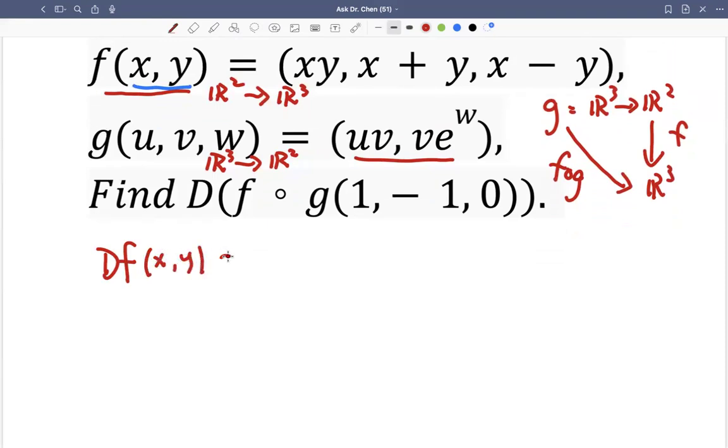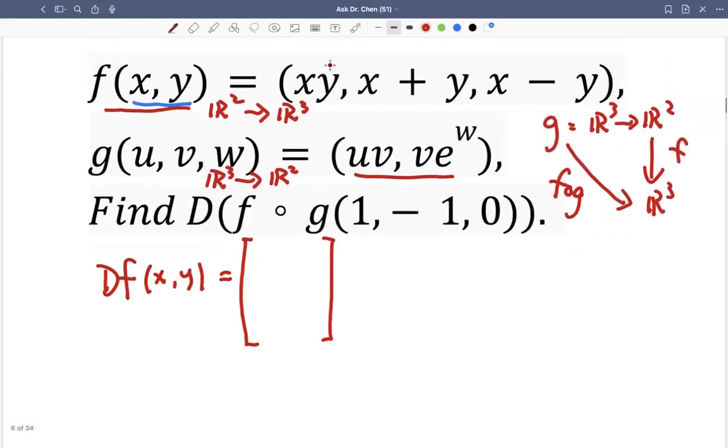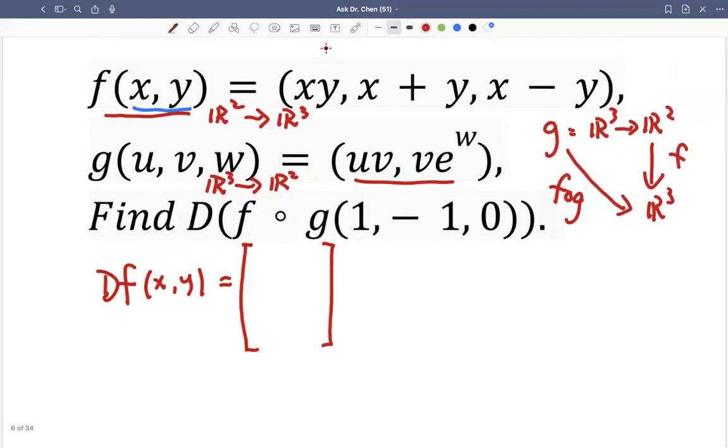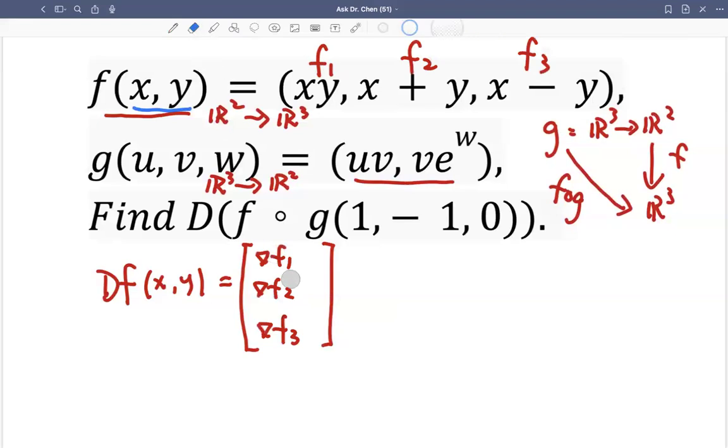3 by 2 matrix. So two columns, 3 rows. We think of the first component as f1, second component as f2, third component as f3. Basically, each row is a gradient: this is gradient f1, this is gradient f2, this is gradient f3, right? Each component is a function in terms of x, y, and is a real value function.